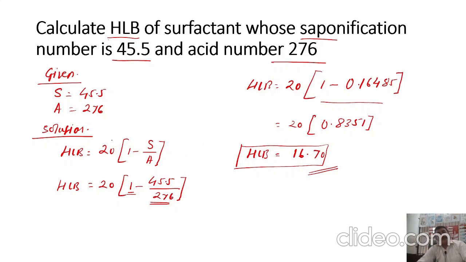See how we have solved the problem. We have first of all sorted out the values, saponification value and acid value. Later on we have included these values in the equation. Then we have solved the ratio first. Later on we have subtracted from 1 and later on we have multiplied with 20. So the correct answer is 16.70. This is the answer of your problem.